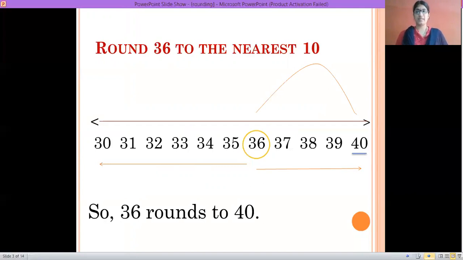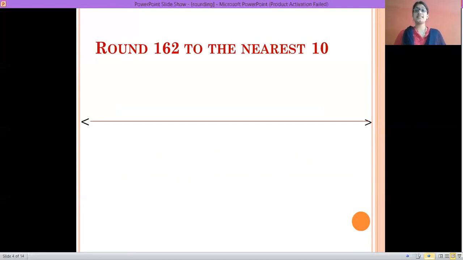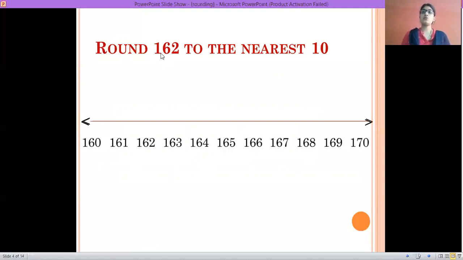Let us see one more example. Round 162 to the nearest 10. Now children, here we have 100 also, but in the question he asked to round to the nearest 10. So we'll see the tens place. Which is the tens place? 60, right? 62. So 162, but we want to round to the nearest 10. So it lies between 160 and 170. Yes or no, children? 162 lies between 160 and 170, as we are seeing tens.